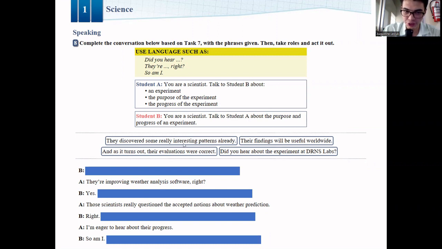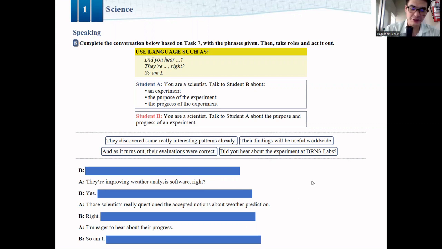They discovered some really interesting patterns already. Their findings will be useful worldwide. And as it turns out, their evaluations were correct. And did you hear about the experiment at DRNS Labs? So figure out which sentence belongs to which blank.